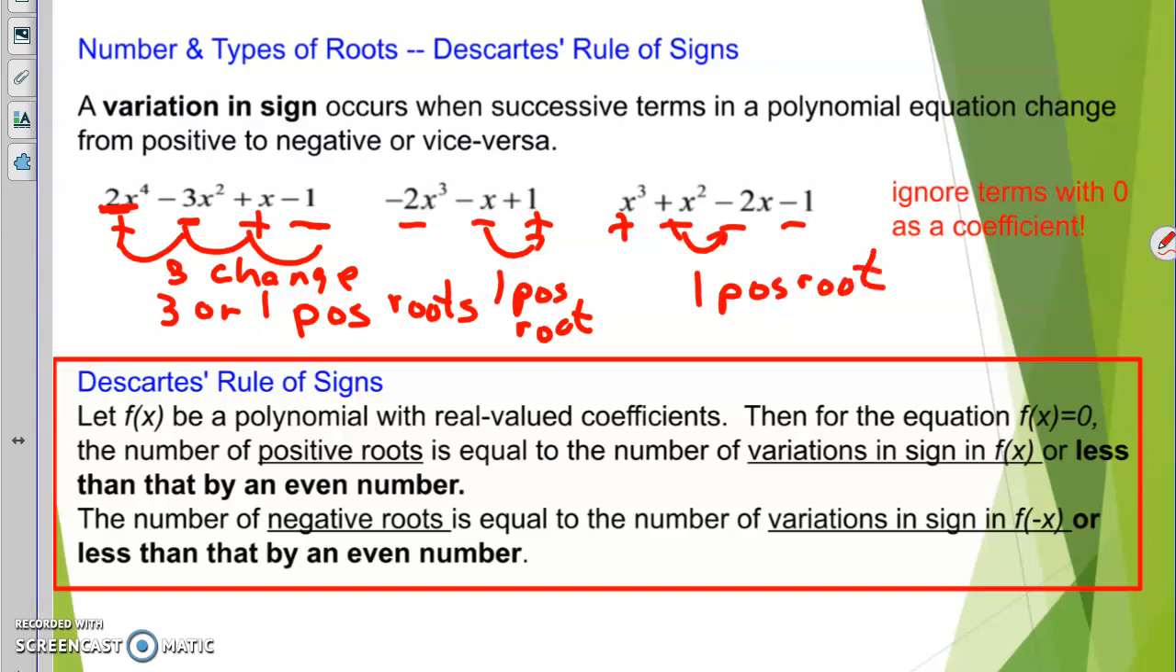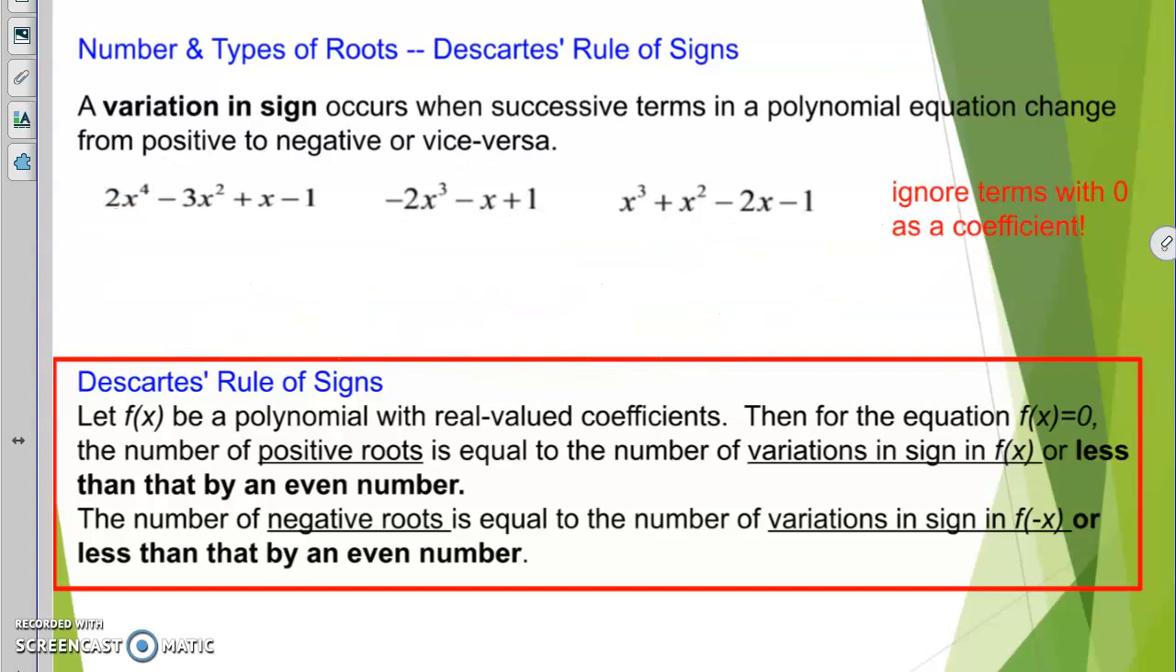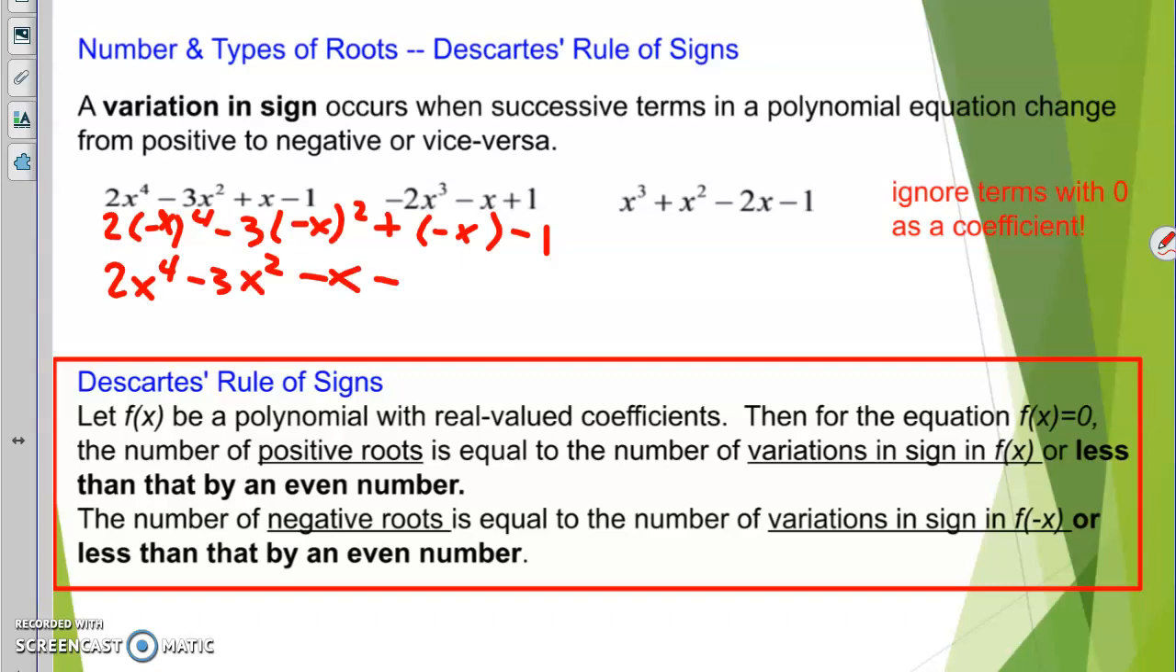Now to find out how many negative roots there are, let's go back and change all of this. If I change this by plugging in negative x for x, I'm going to put in negative x to the 4th minus 3 negative x squared plus negative x minus 1. And simplifying that down, when I take negative x to the 4th, it just becomes x to the 4th. Same here, that one doesn't change anything. So let's look, that's a positive, then negative, negative, negative. So we have 1 change here, so there's 1 negative root.